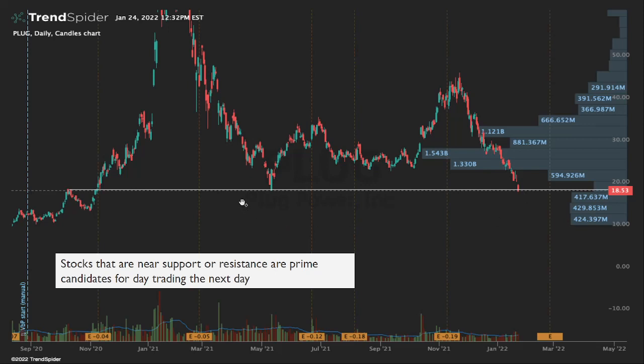But that is a good example. We know if it breaks the support on this larger time frame, on the daily time frame, that it can get a large move.